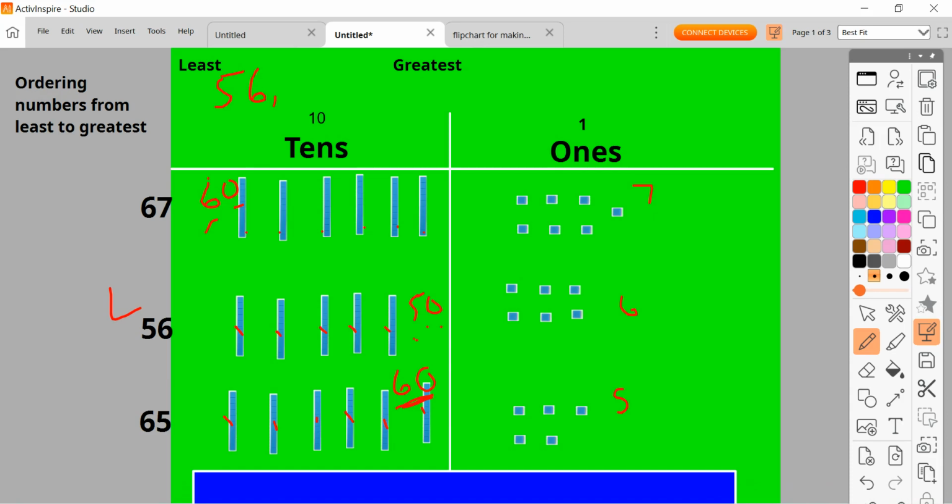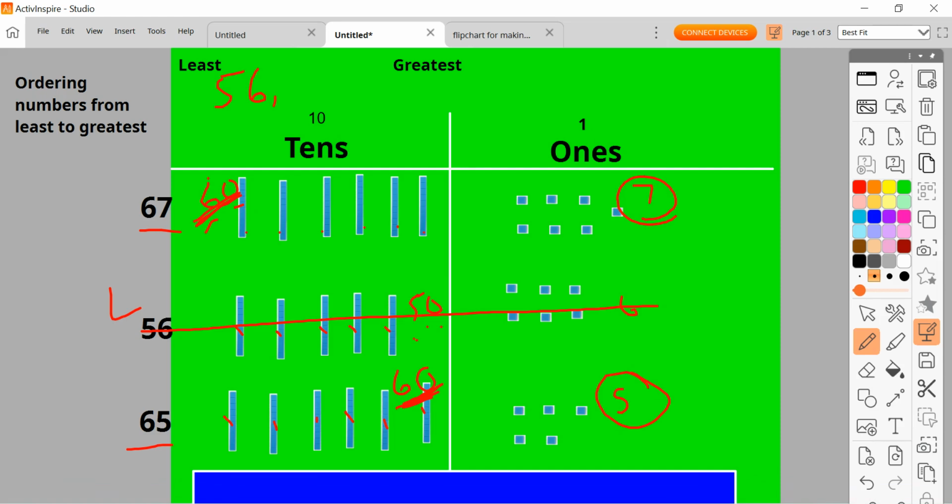Now I have a dilemma because 60 is here and 60 is here. So what do we do? That's right, you go to the ones place. This number has already been used, so we don't need to look at that anymore. But because 67 and 65 have the same tens value, we want to look at our ones place. So we're looking at 7 ones and 5 ones.